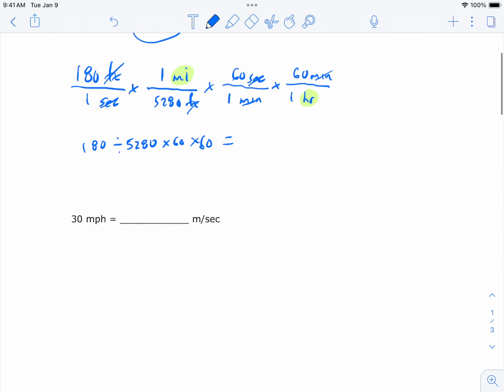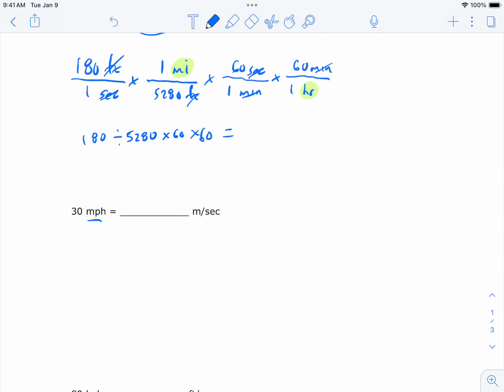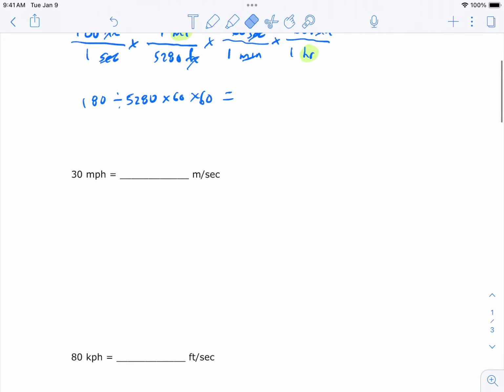Here's another example. This time we've got miles per hour, and we want to get to meters per second. So the miles are going to have to get turned into meters somehow, and the hours have to get turned into seconds. Well, again, here's how you proceed. First, it's a rate, which means it's one number on top of the other. In this case, it's 30 miles on top of 1 hour. And we're on our way.